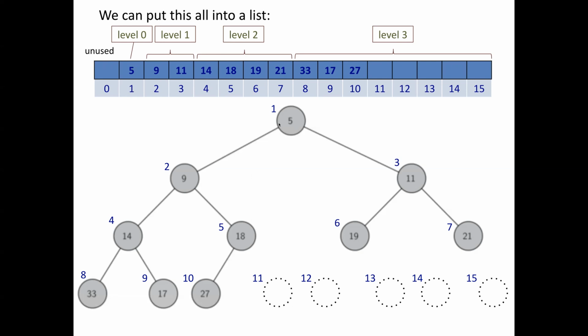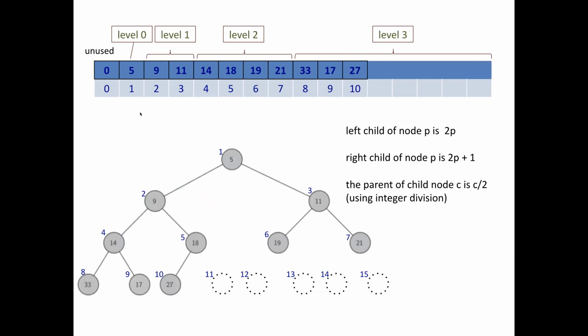So level 0 corresponds to this cell. And level 1 has left and right children, 9 and 11, which are index 2 and 3. Then the next level has 4 nodes: 4, 5, 6, 7. The next level has 8 nodes: 8, 9, 10, up to 15. Okay, now you see this property. There's a one-to-one mapping, right? Because the complete binary tree can be nicely compacted into this list, with the 0 index empty. Okay, so why are we doing that?